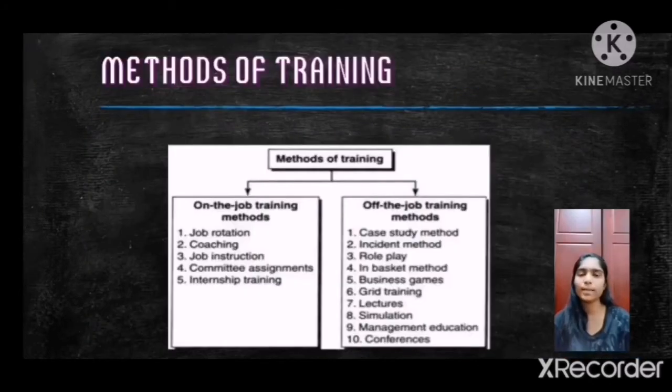Methods of training. Methods of training is divided into two, which is on-the-job training and off-the-job training. Let's see what is in on-the-job training. Number 1, job rotation. Number 2, coaching. Number 3, job instruction. Number 4, committee assignments. Number 5, internship training. Off-the-job training is number 1, case study method. Number 2, incident method. Number 3, role play. Number 4, in-basket methods. Number 5, business games. Number 6, grid training. Number 7, lecture. Number 8, simulation. Number 9, management education. And number 10 is conference.